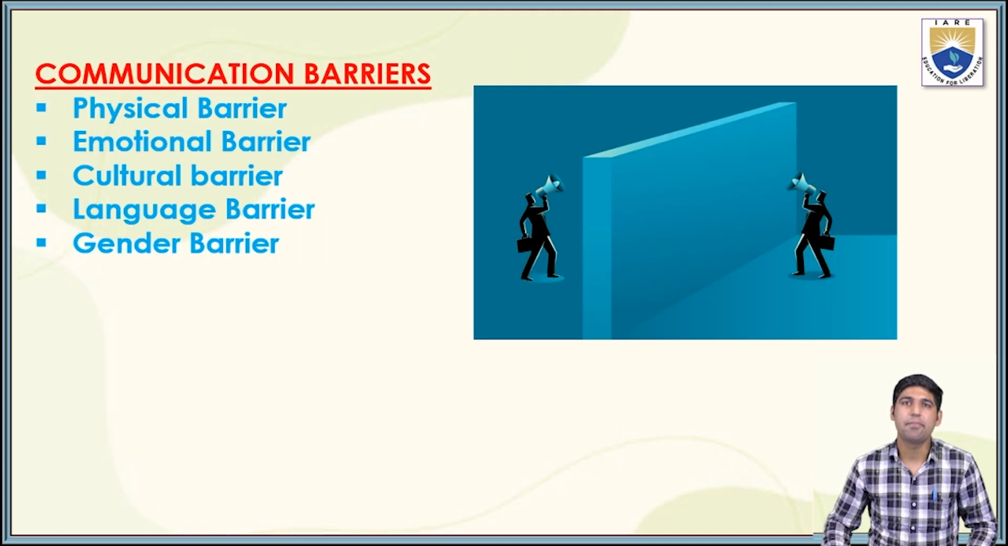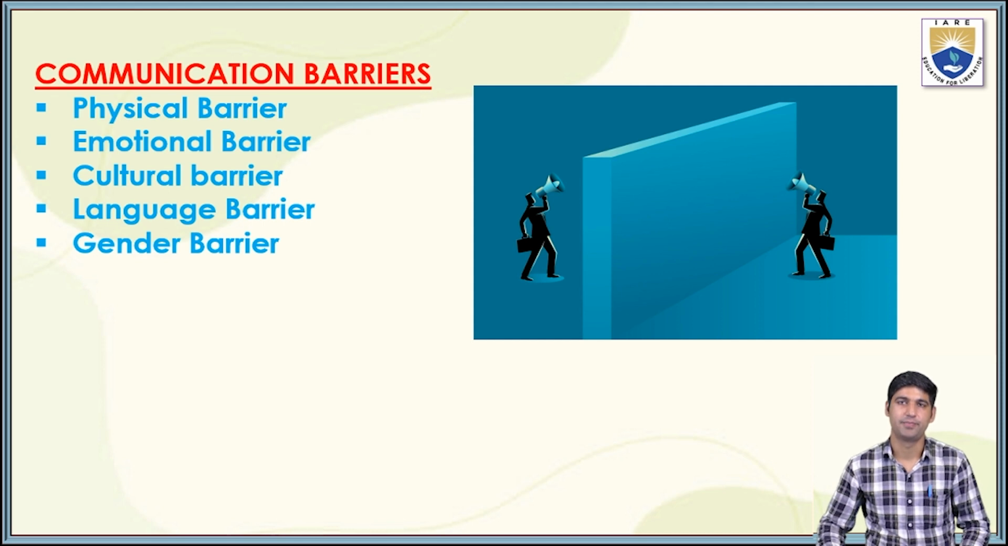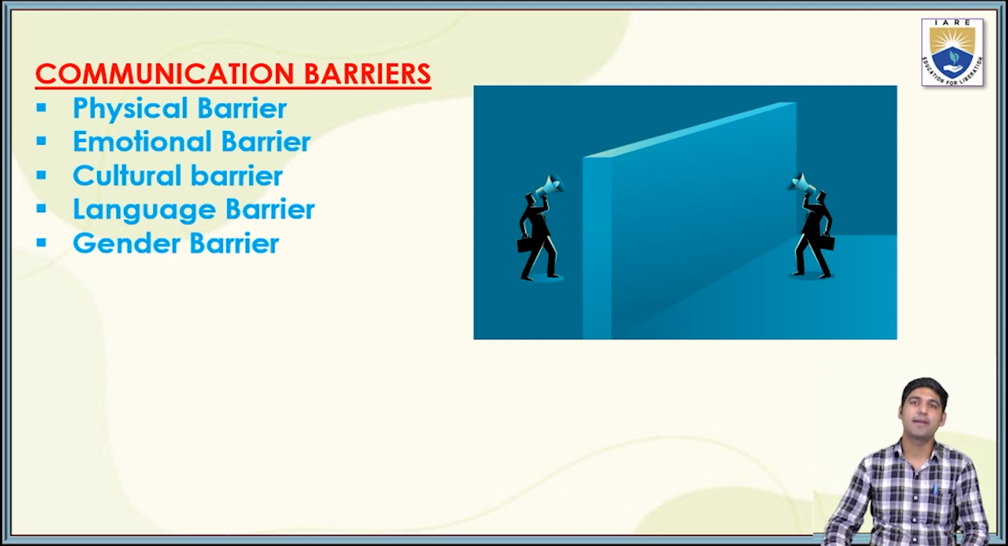Now, there are some barriers in communication. When we talk about communication, there are some barriers. The first ones are physical barrier, emotional barrier, cultural barrier, language barrier, and gender barrier. These are not the only barriers; there are different barriers like psychological barrier. But I will just discuss here some main barriers.